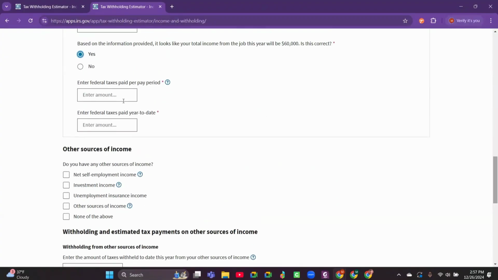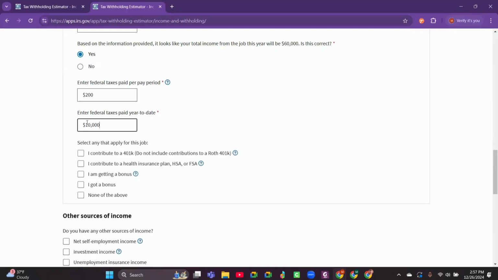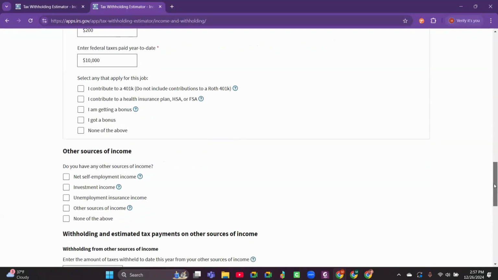Now we're going to go over their federal taxes paid. Year to date would be $10,000. Pay period would be $200. And federal taxes paid year to date is $10,000. Just make this a nice round number.